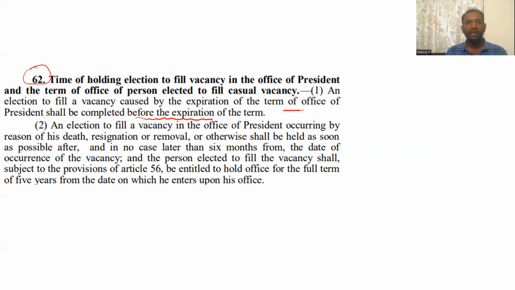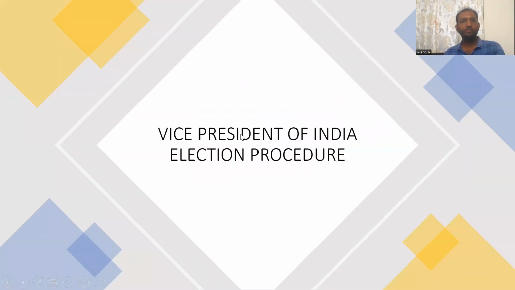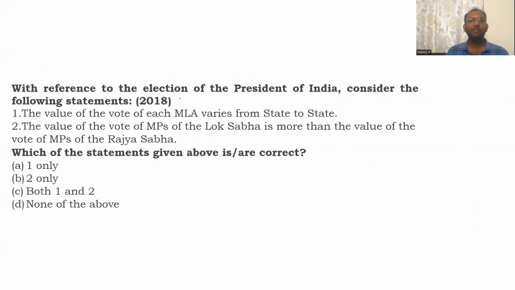Okay. However, in cases where the vacancy is because of his death, resignation, or removal, the election has to be held within 6 months from the date of occurrence of such vacancy. So these are important facts. Let's see a previous UPSC question glimpse. The value of vote of each MLA varies from state to state. The value of vote of MPs of Lok Sabha is more than that of MPs of Rajya Sabha. I want you to comment in the comment section what the answer for this question is.